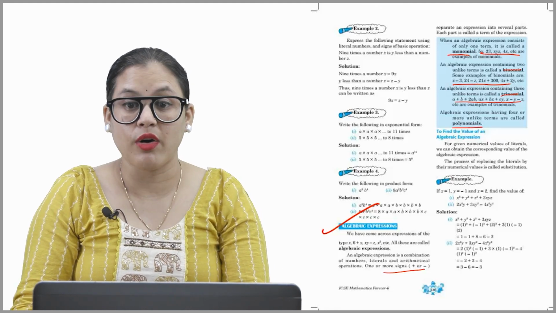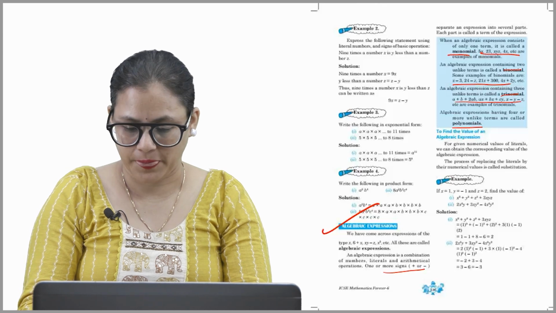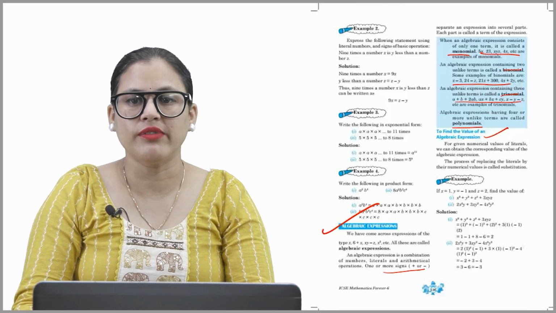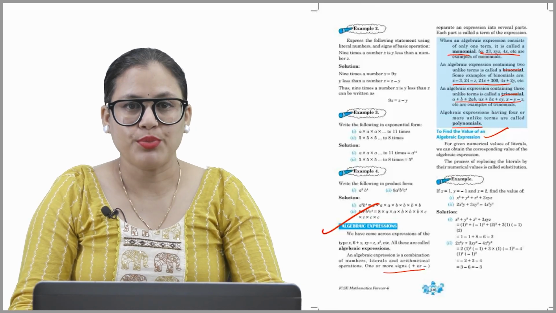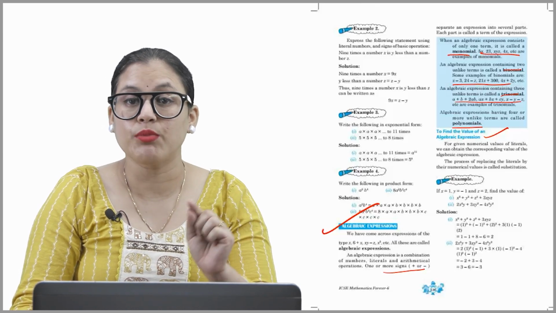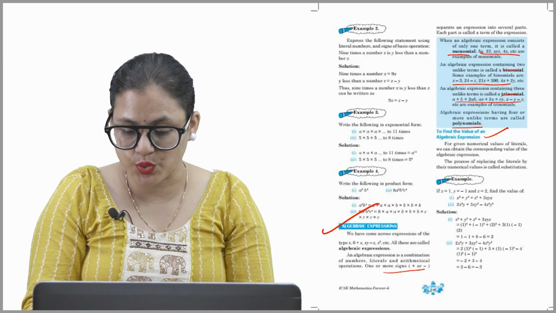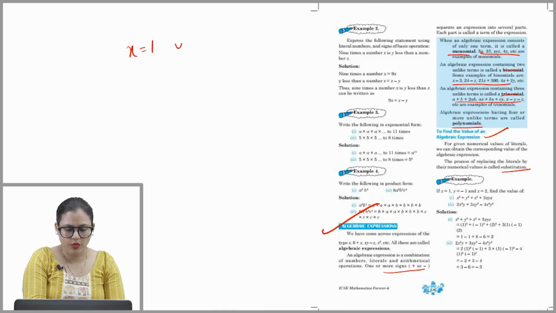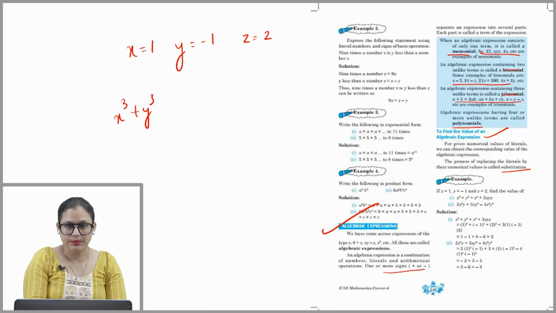Now, to find the value of an algebraic expression. For given numerical values of literals, we can obtain the corresponding value of the algebraic expression. The process of replacing the literals by their numerical values is called substitution. Let's do an example. Value of x is given 1, value of y is minus 1, and value of z is 2. So, x cube plus y cube plus z cube plus 3xyz. So, we have to put all these values in this expression.